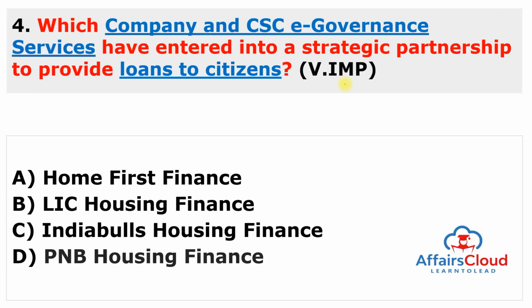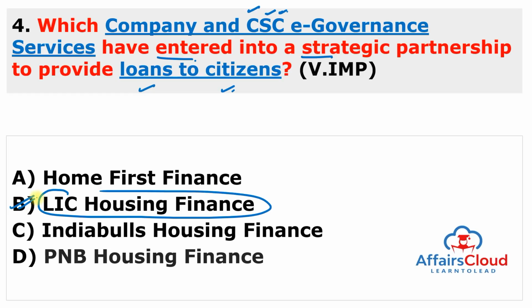Moving to next question. Which company and Common Service Center e-governance services have entered into a strategic partnership to provide loans to citizens? It means the citizens of the rural areas can access the loans through the physically established Common Service Center of the Ministry of Electronics and Information Technology. And this company is LIC Housing Finance. So the answer of this question is B.